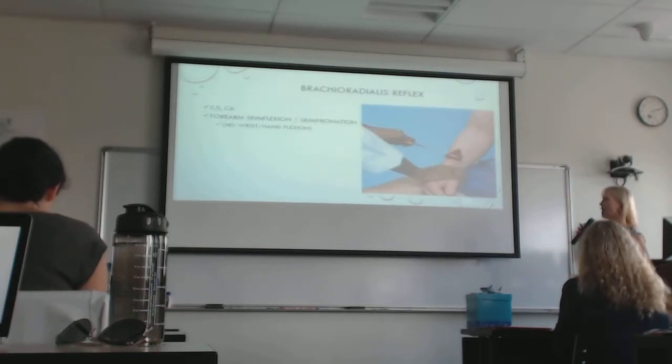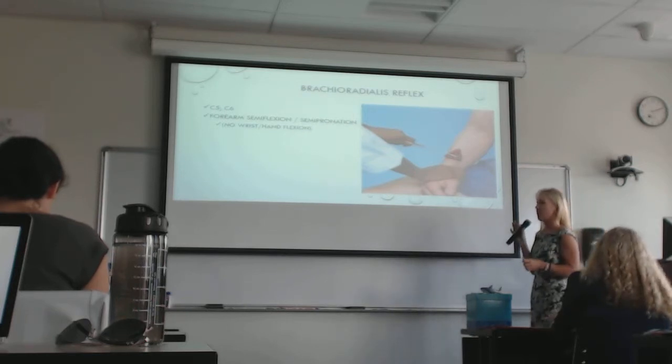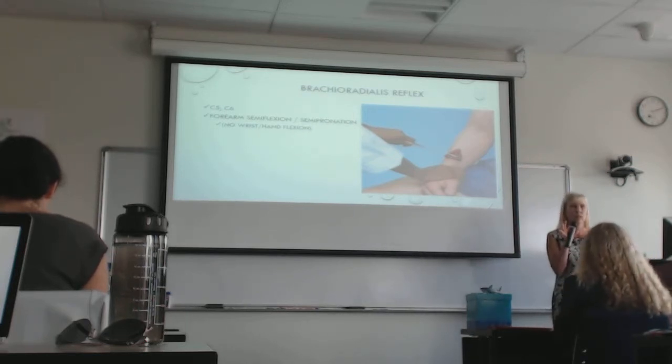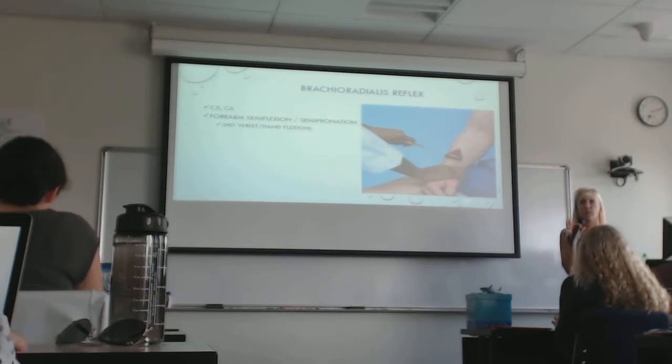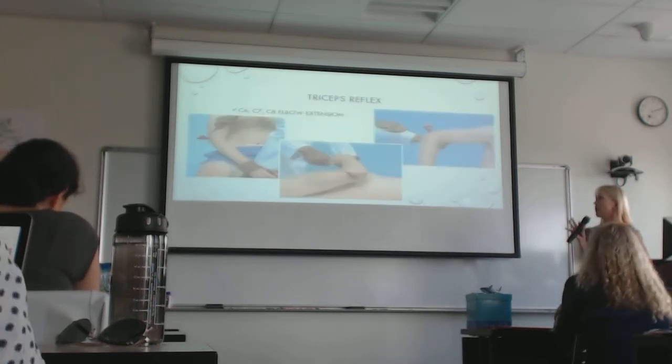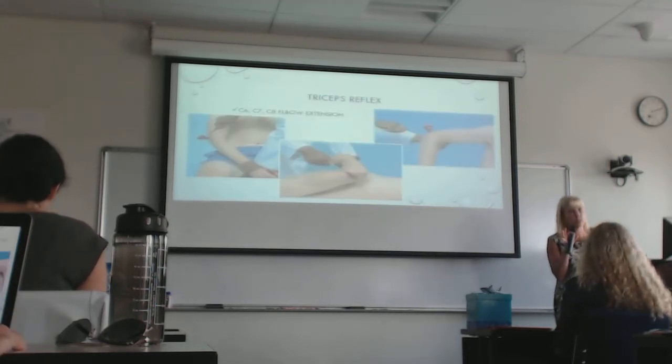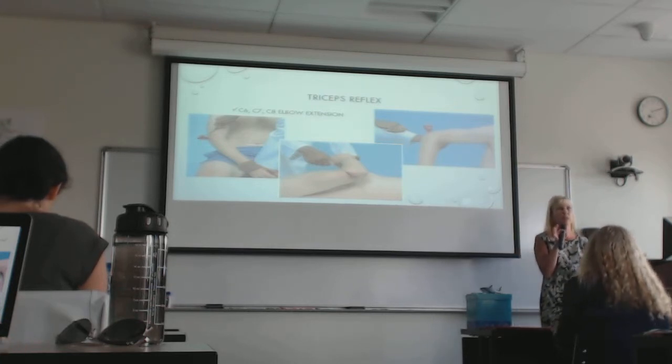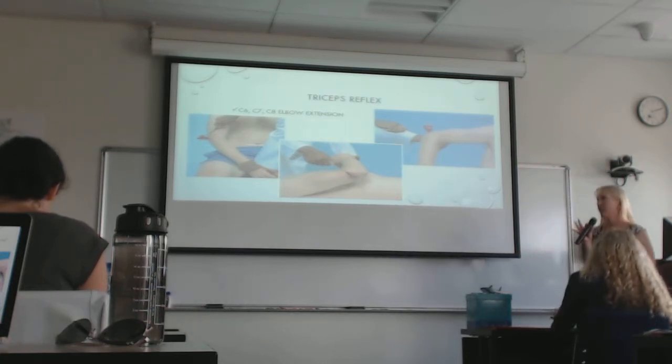We talk about brachioradialis, so again, we're talking primarily C6. If you have them semi-flex their arm and semi-pronated a little bit, you relax that nerve a little bit more. Triceps, you're going to get some innervation of C6 and C8, but you're primarily looking at C7. So you're banging on the back of their arm.